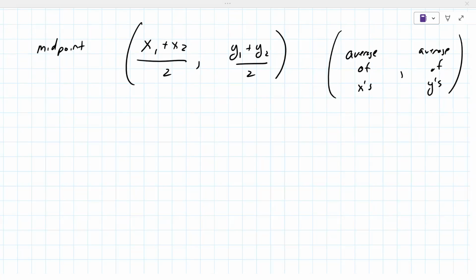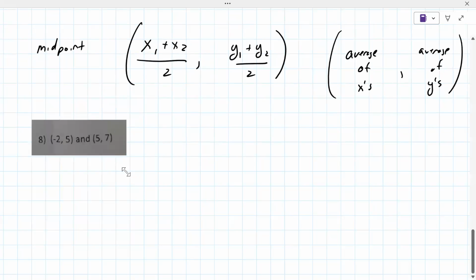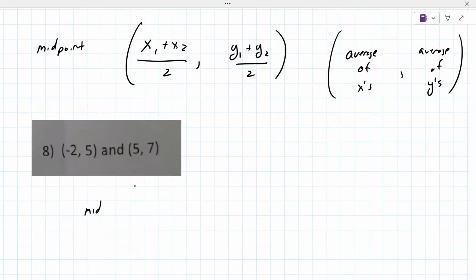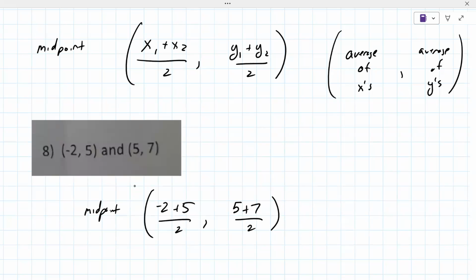number 8. Start with 8. Maybe I'll have you do 7 here. So the midpoint is -2 plus 5 over 2, comma, 5 plus 7 over 2. It's okay to get a fraction. It is totally okay. This becomes 3 over 2, 12 over 2. It's okay to get a fraction in one of the positions. Does that make sense? Okay, there's no problem with that at all.